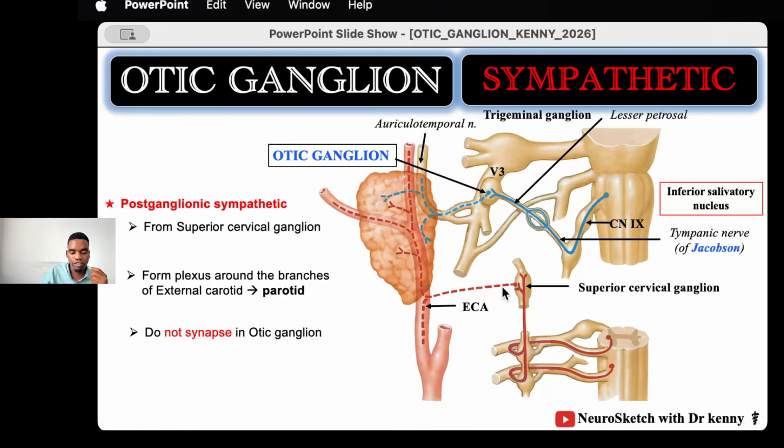So this picture is just for simplicity. It does not show the other branches of the external carotid, maxillary artery, and also the middle meningeal artery, but it's actually going through the external carotid, maxillary artery, middle meningeal artery, and then it's going to the otic ganglion. It does not synapse within the ganglion, and then from there it's carried by the same nerve, which is the auriculotemporal nerve, and is going to supply the parotid gland in a similar fashion as the parasympathetic.